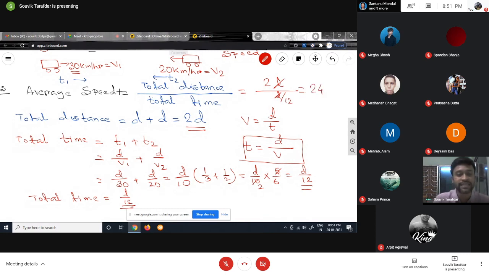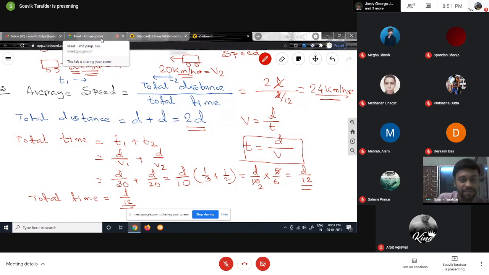Now you need to keep in your mind that the units are kilometer per hour, isn't it? So that's why the average speed will also be kilometer per hour. Okay, so this is the average speed. So is it clear, students? Please tell me, is it clear? Students, is it clear? Please answer.